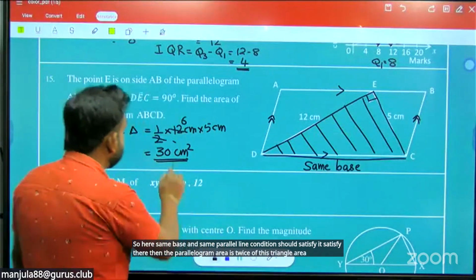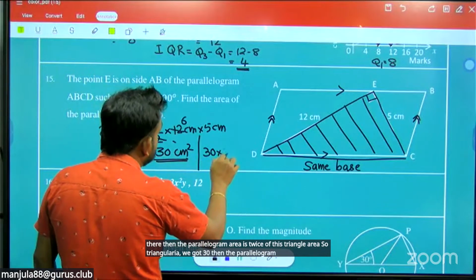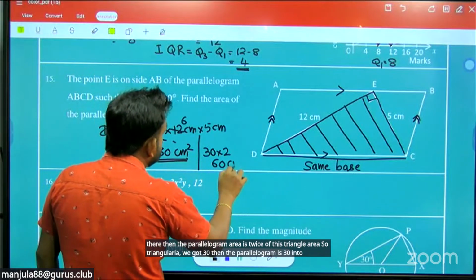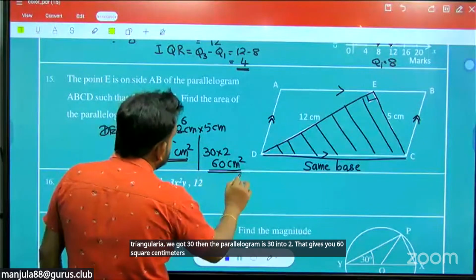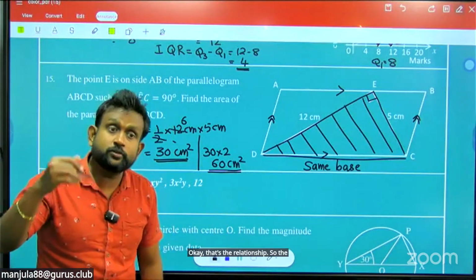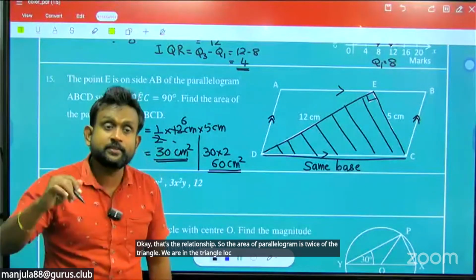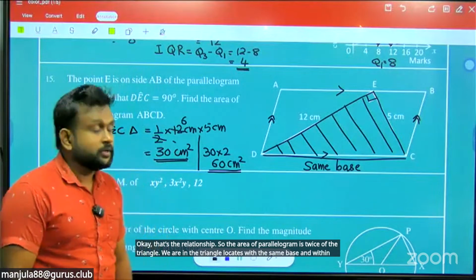So the triangle area we got is 30. Then the parallelogram is 30 into 2. That gives you 60 square centimeters. Okay, that's the relationship. So the area of the parallelogram is twice the triangle, wherein the triangle is located with the same base and within the same parallel lines.